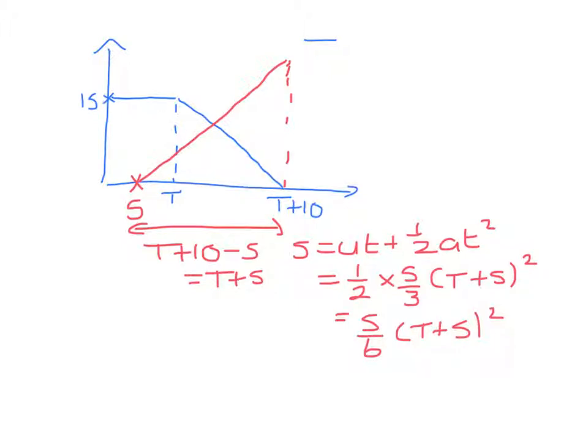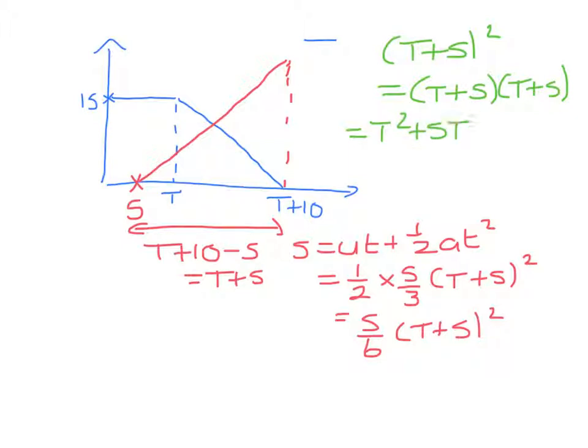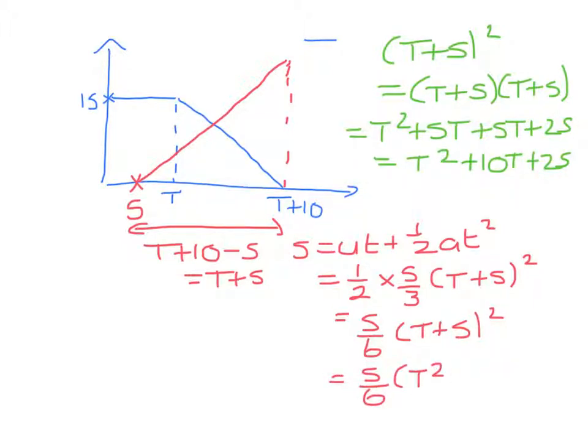Now I'm going to do a short aside at the moment. Can you please all be careful? This was answered very badly in the paper. t plus 5 all squared is the bracket t plus 5 times the bracket t plus 5. So t times t plus 5 gives us t squared plus 5t. And 5 times the bracket t plus 5 gives us 5t plus 25. So that's t squared plus 10t plus 25. A lot of you missed the 10t in the middle. So that gives us 5/6 t squared plus 10t plus 25.